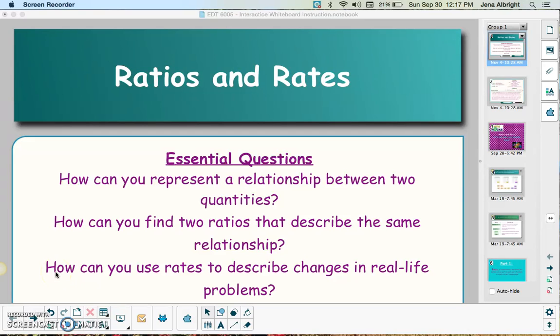My name is Jenna Albright, and this is my EDT 6005 interactive whiteboard instruction. The title for my lesson is Ratios and Rates.